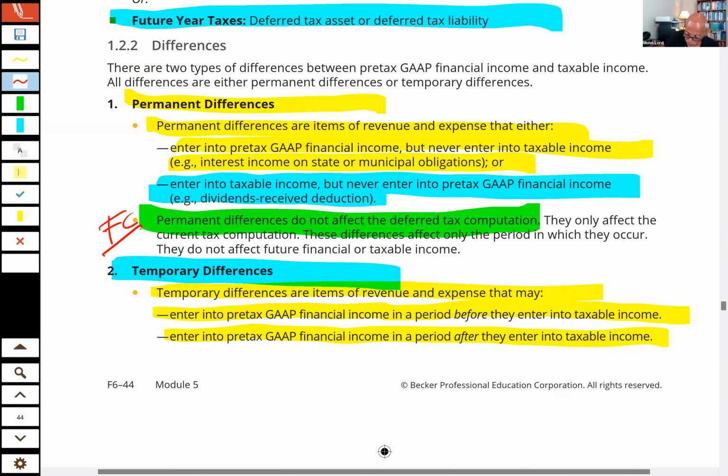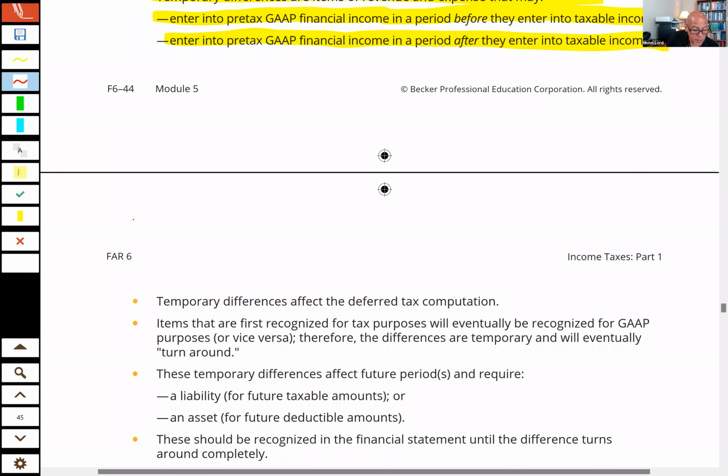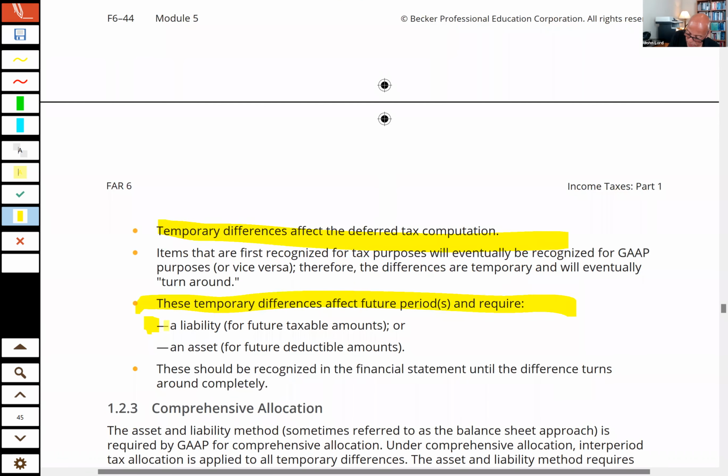Okay. Now, the temporary differences, which we've already talked about, do affect the deferred tax computation, okay? And these temporary differences affect future periods, and they will require either a liability for future taxable amounts. That means what? I have an expense that GAAP is telling me I should take this period, but I haven't taken it yet for GAAP purposes, but I'm able to take it for tax purposes. But later on, what will happen? I won't be able to take that for tax purposes, even though I'll be taking it for GAAP purposes.